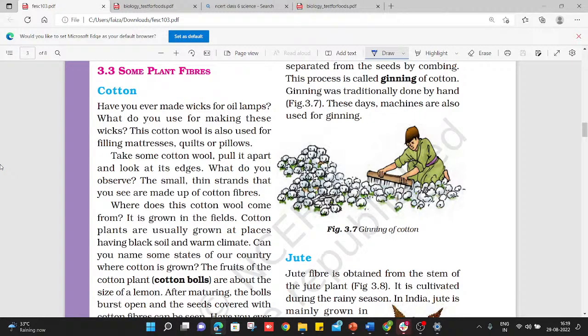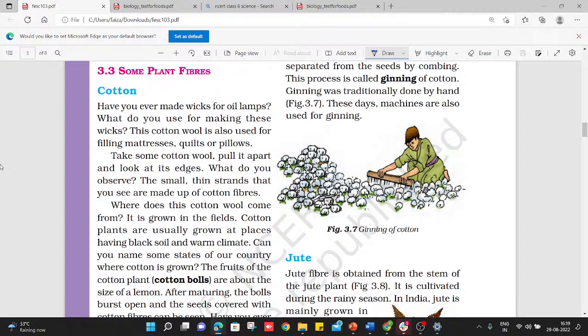Okay, so जो हम oil lamps use करते हैं उसमें जो रुई का इस्तेमाल होता है उसको हम कॉटन कहते हैं। ओके, ये कॉटन आती कहाँ से है? Take some cotton wool, pull it apart and look at its edges. What do you observe? These small thin strands that you see are made of cotton fiber. Cotton fibers. Okay, cotton को अगर आप लें उसके फाइबर्स स्ट्रैंड्स देखें तो आपको जो स्ट्रैंड दिखेंगे वो कॉटन फाइबर्स से बने होते हैं.